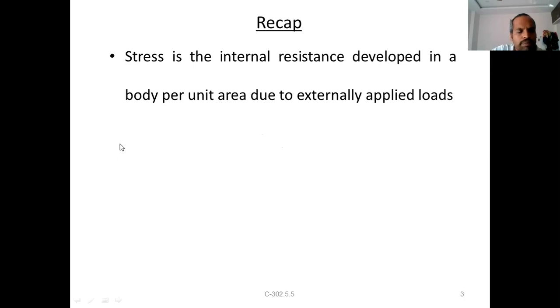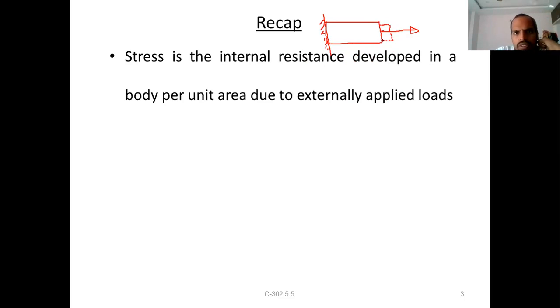When a load is applied on a body, let us say this is a simple body I'm taking. One side it is rigidly fixed, and on the other side a load is applied, let us say a tensile load. It can be any load, I'm just taking a tensile load. If you apply the load, initially the length of the bar increases, because due to the tensile load there will be elongation. Elongation means increase in length.